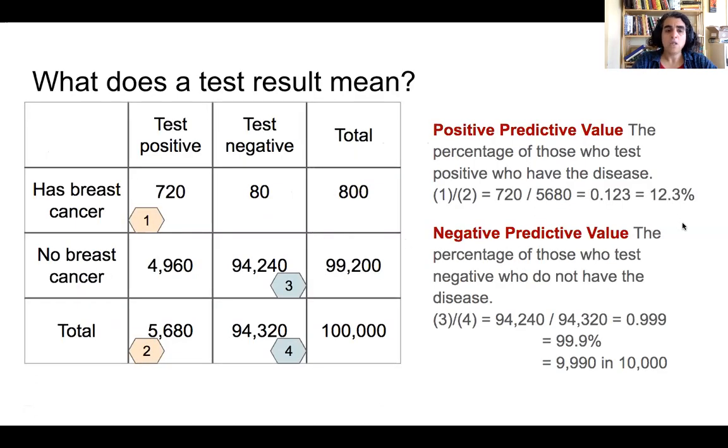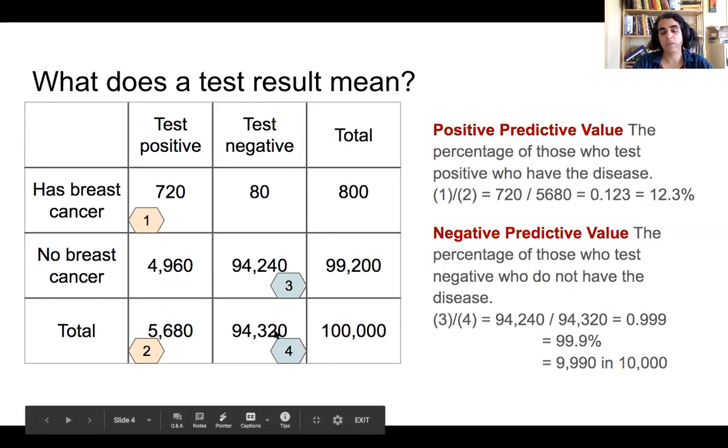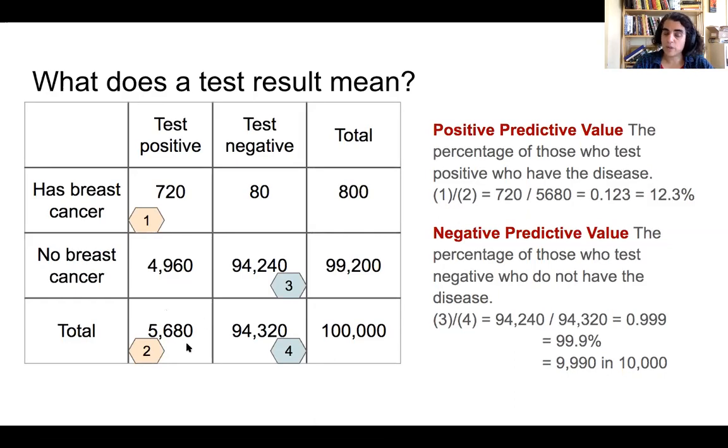Okay? So again, the person being tested does not know whether they have the disease or not. If they did, they wouldn't take the test. They only know which of these two columns they're in. They know which of these two groups they've landed in. So how should they interpret that result?